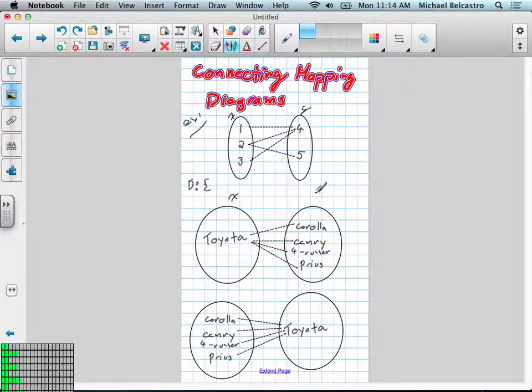Just assume the ones on the left are always our X and the ones on the right are Y. What would the domain be? 1, 2, and 3. There's our domain. That's it. Our range would be what? 4 and 5.